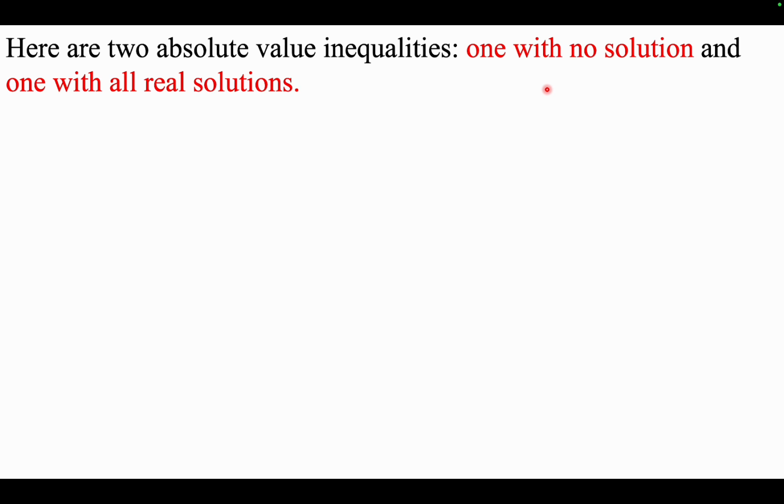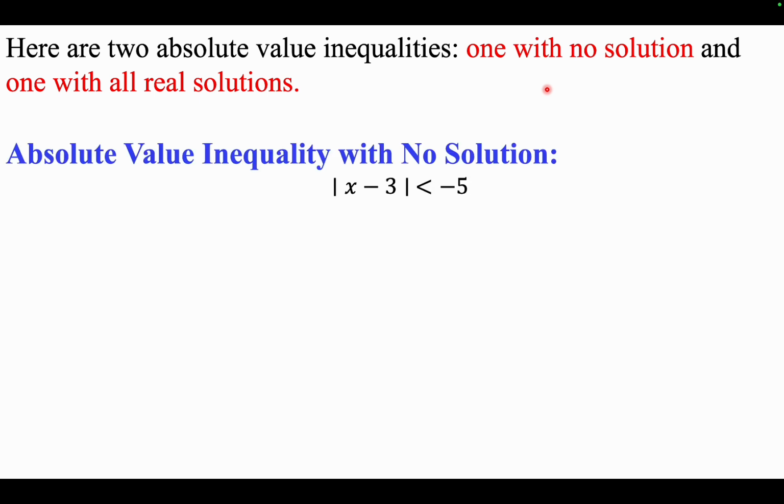Here are two absolute value inequalities, one with no solution and one with all real solutions. Let's look at the one with no solution. If you notice, this side is a negative, and that's where the problem starts. If this side is negative, then you cannot apply case 1 or case 2 that we talked about. That only works for the positive values here. So what happens if this is negative?